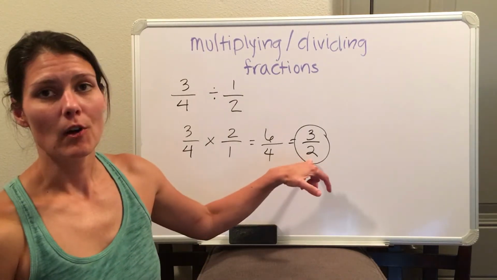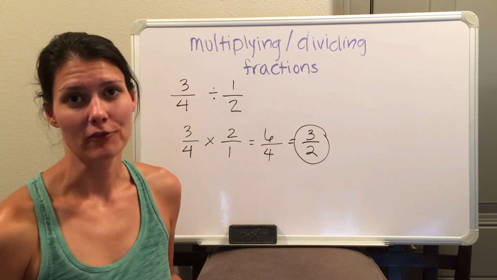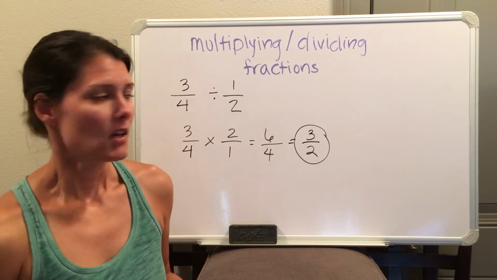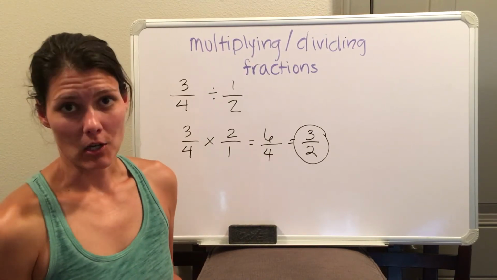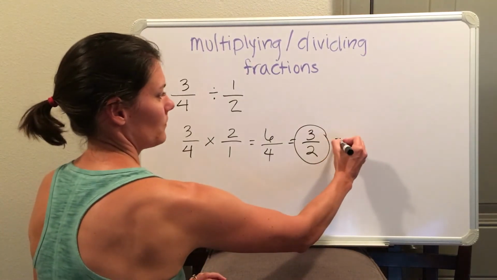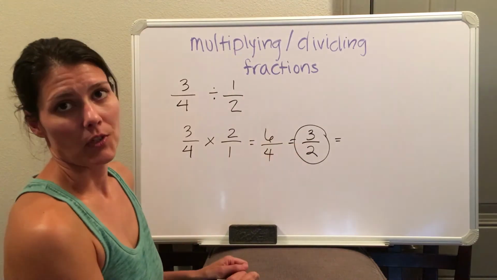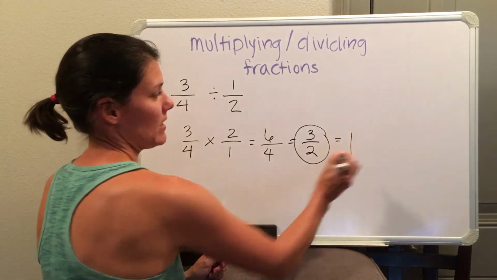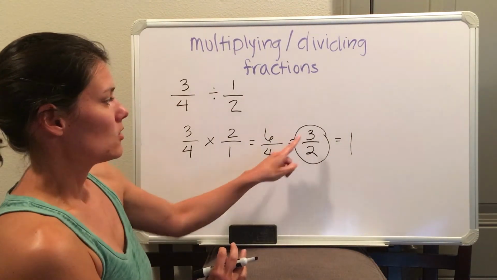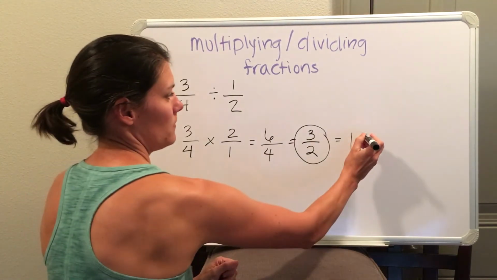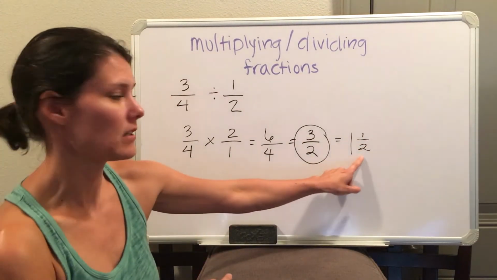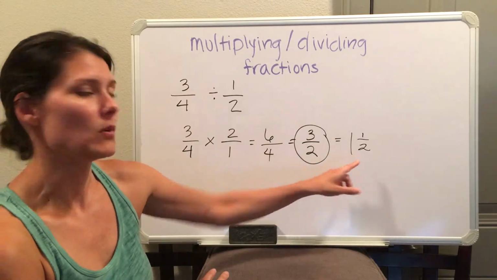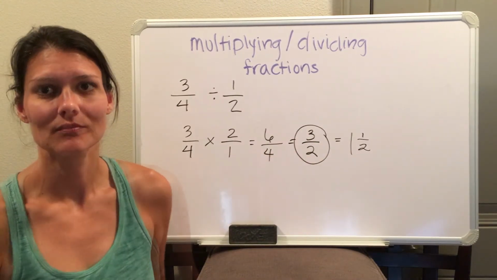Now for those of you who are not allowed to keep your final fraction in improper form, you will need to go ahead and change it to a mixed number. And so I'll go ahead and do that now. 2 goes into 3 one time. So your whole number is a 1, and you have one left over, and your denominator will stay the same. So your final answer in mixed number form would be 1 1/2.